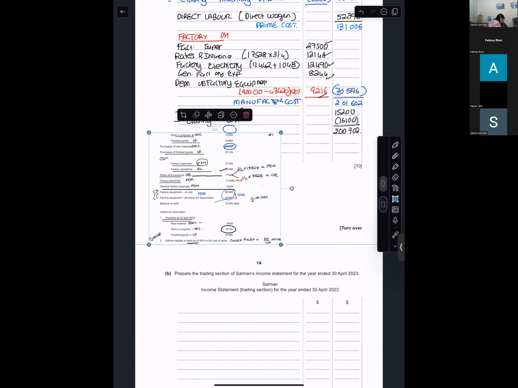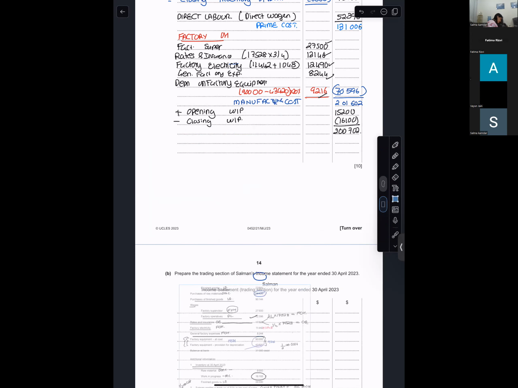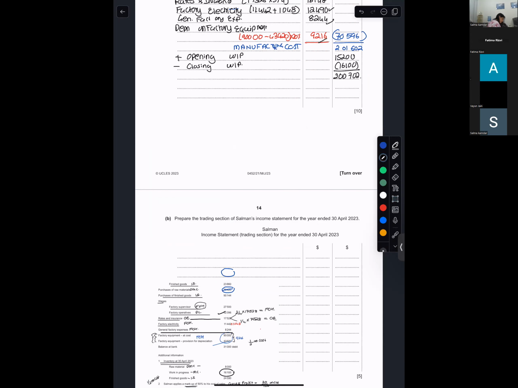Are you with me? Yes. Okay. So with this, what is this 200,702? Can you tell me? Cost of production. This is the cost of production. Where will this cost of production go? Income statement. Okay.